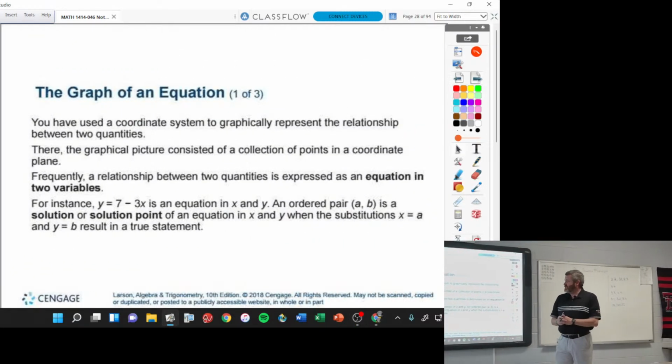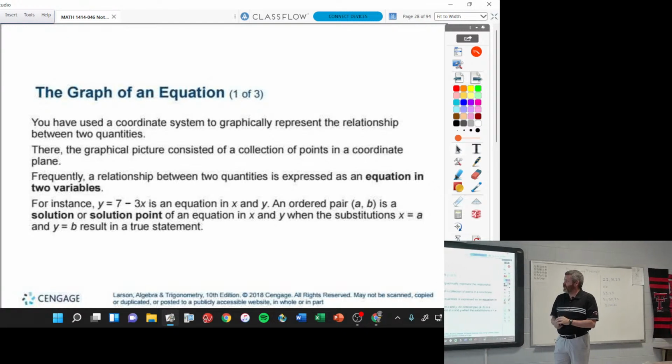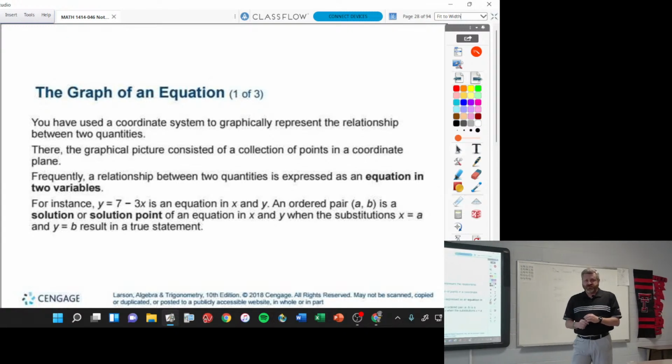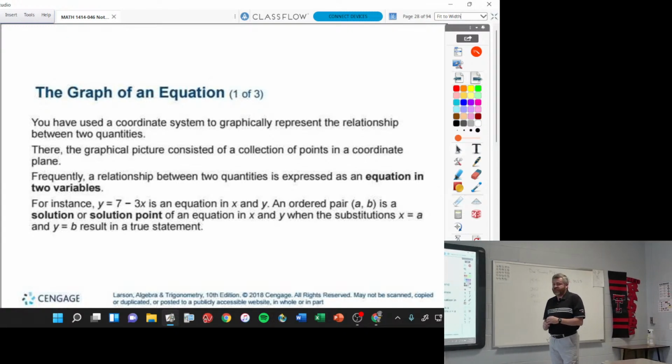So we've used the coordinate system to graphically represent the relationship between quantities. There, the graphical picture consists of a collection of points in the coordinate plane. This relationship is expressed as an equation in two variables. For instance, y equals 7 minus 3x. That's an equation in terms of y and x.